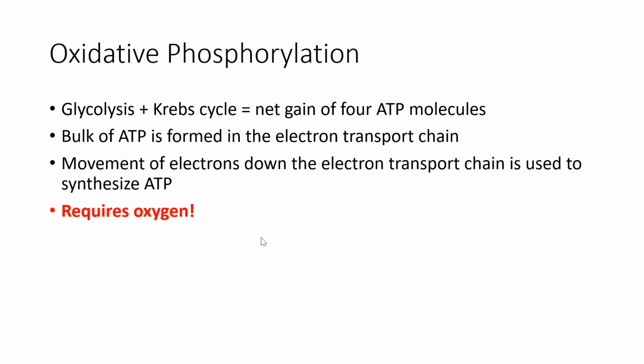Now, this yields much more ATP. This is a much more efficient process. But the caveat here is that it requires oxygen. The earlier stages, glycolysis and the Krebs cycle, did not require oxygen. That was substrate level phosphorylation.